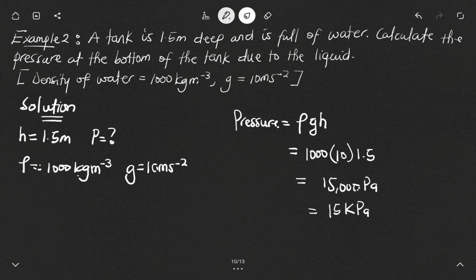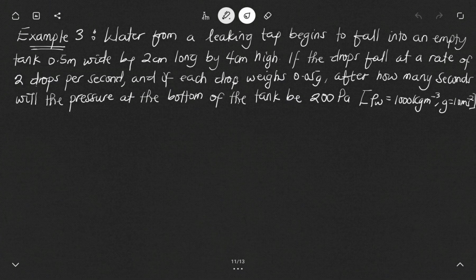So let's look at another example to further understand this concept of pressure in liquid. Let's look at a very technical question. That's the third example. I would like you to pay very close attention because it requires that we do quite a number of things, and you have to pay full attention and then use your head around the question. So let's go ahead and have a look at the question.